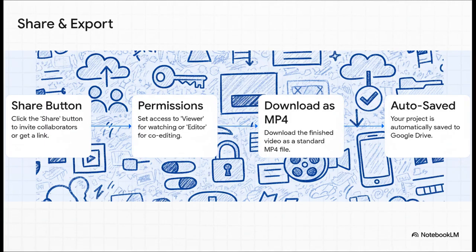When you are ready to share, just hit that big blue share button. You can set permissions to viewer for people who just need to watch it, or editor for your collaborators. You can also download the final video as a standard MP4 file to use anywhere you want. And of course, you never have to worry about hitting save. Your project is being saved to Google Drive automatically the whole time.